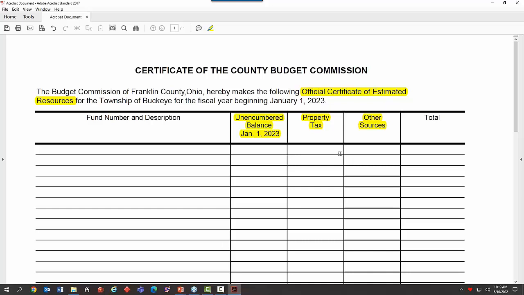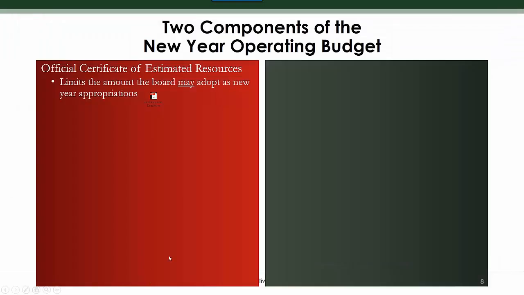But when you get this back, that is the time to sit down and look. Did the county certify your estimated revenue? Because we get lots of calls in January from people that say, what do I use for revenue budgets? Where do I get those numbers? Well, look at your official certificate and see what your county certified. All right, so that's step 1 of the new year operating budget.